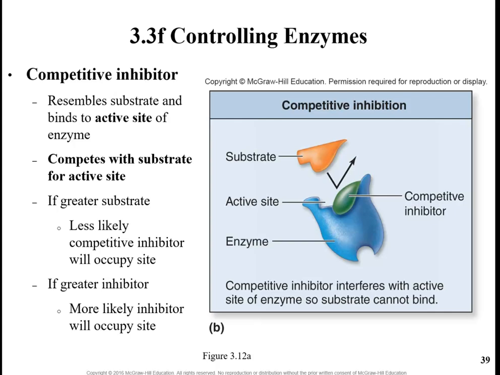All right, now a little bit about how enzymes are controlled. Let's talk about competitive inhibitors. So a competitive inhibitor resembles the substrate and binds to the active site of the enzyme. Remember, the active site is that specially shaped area that's intended to only bind substrate. Well, a competitive inhibitor is a molecule that resembles the substrate, and so it can slip in and bind to that active site. And when it does that, it blocks the ability of the substrate to bind at the active site.